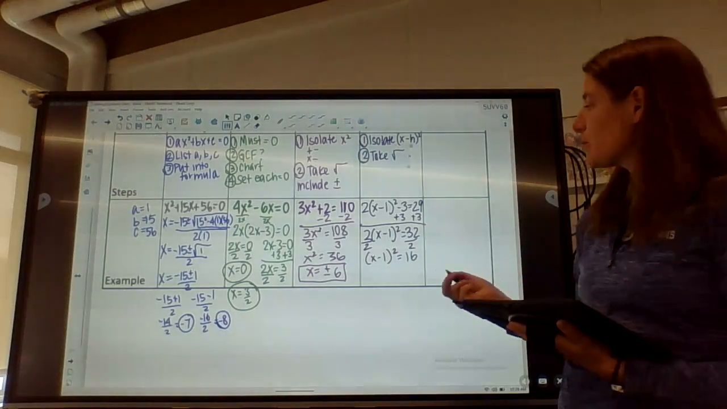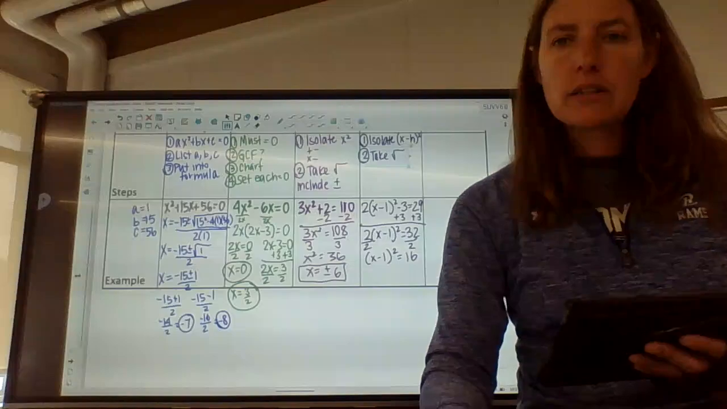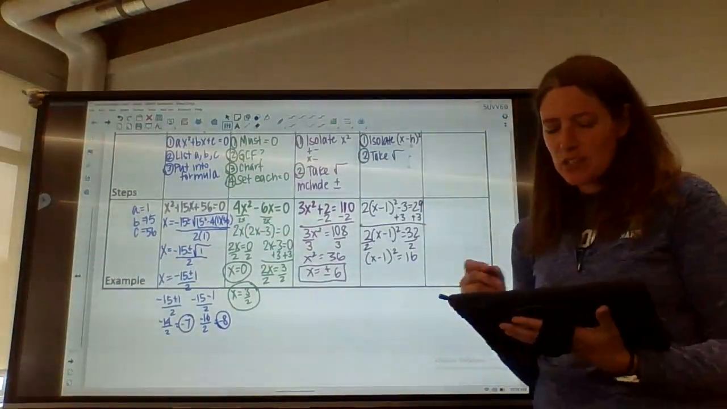When I take the square root though, I take the square root of each side. Shoot, I think this froze. Okay, I think we're back. I take the square root of each side.